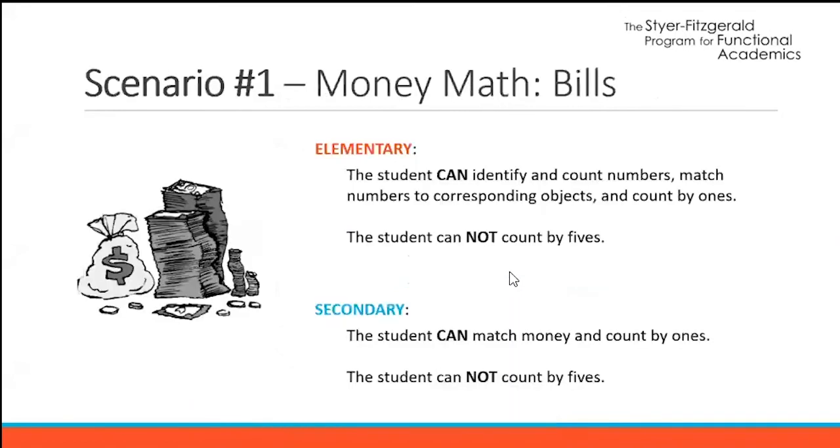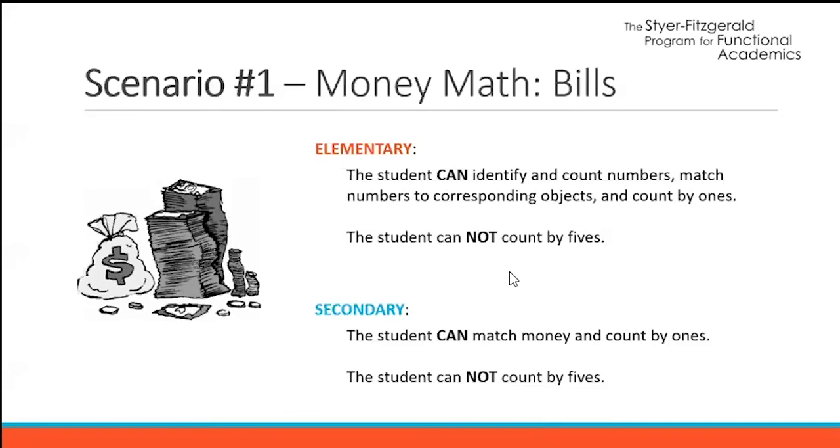Okay? All right, money math, bills. So here's a scenario. For elementary, your student can identify and count numbers, match numbers to corresponding objects, and count by ones. Your student could not count by fives, okay? For secondary, it's going to be a little bit different. The student can match money and count by ones. The student cannot count by fives.